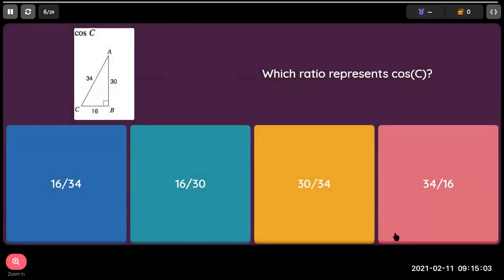So what is the ratio cos C? That's ka, adjacent upon hypotenuse. So what is the adjacent side here and what is the hypotenuse? Adjacent over hypotenuse. Clearly, we can see hypotenuse is 34. So something divided by 34. What is that something? Something adjacent. What is adjacent to angle C?